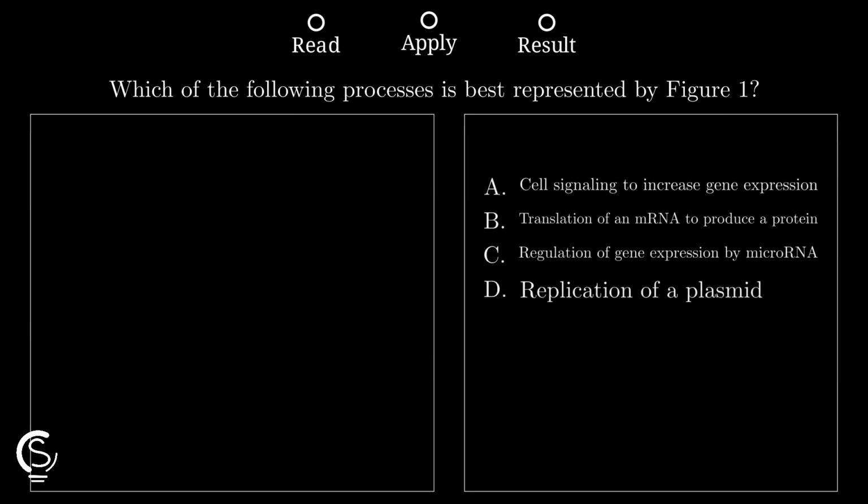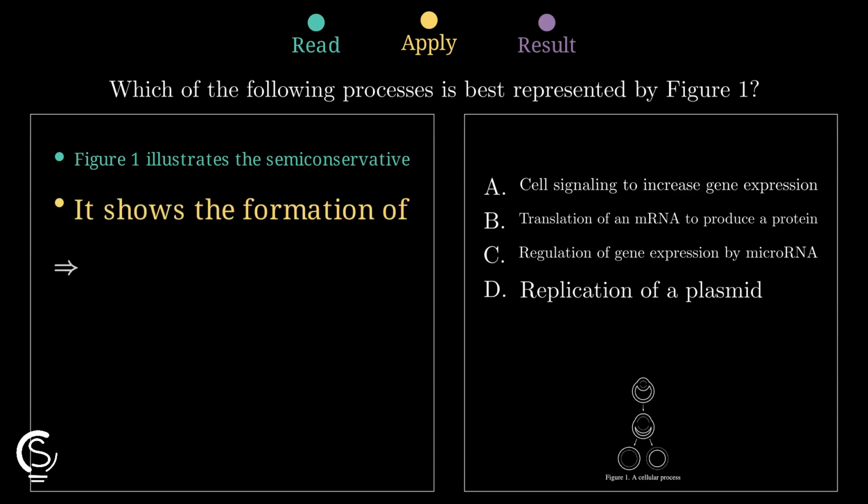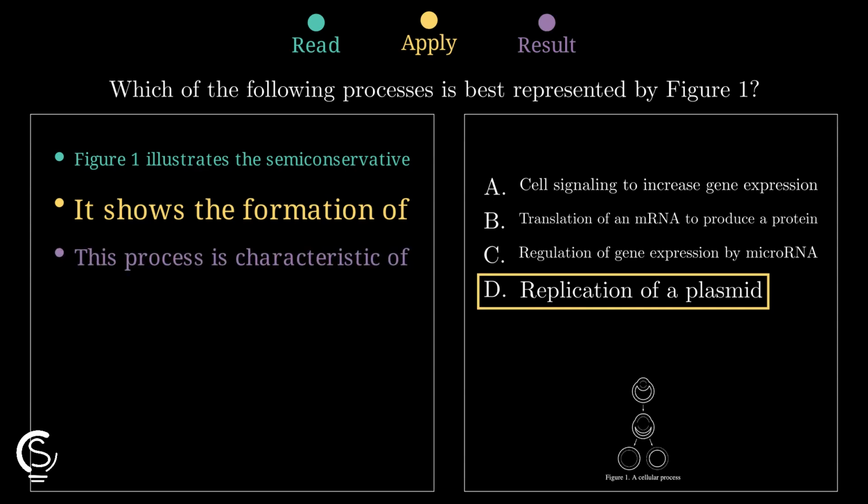Figure 1 is showing semiconservative replication, meaning each new DNA molecule keeps one original strand and builds one new strand, which is a dead giveaway for DNA copying. It also shows the formation of additional circular DNA molecules, so we are not watching gene expression, translation, or microRNA regulation. We are watching DNA duplicate itself. That process is characteristic of plasmids replicating, so the figure matches replication of a plasmid, and that locks in option D.